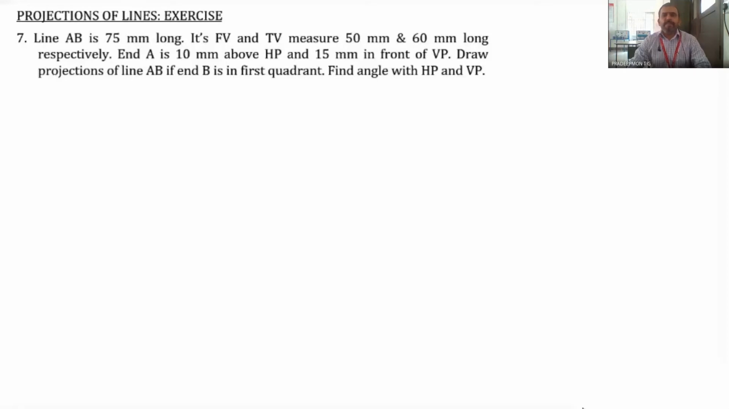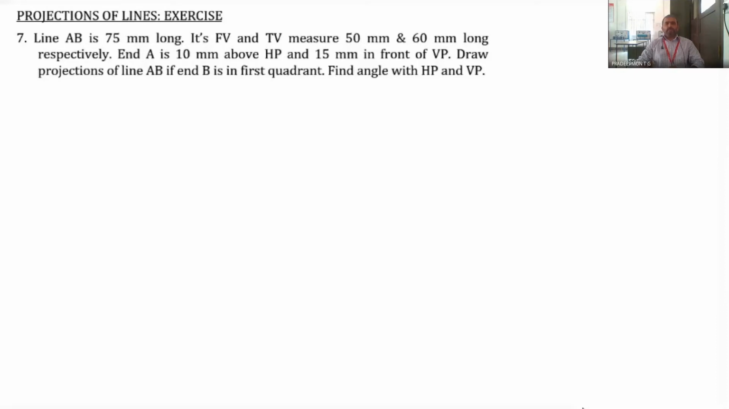That is, in this case, the true length of the line is given, the length of the front view as well as length of the top view are given. No inclinations are given. That is the specialty of this particular problem. No inclinations, no angles are given. Only the lengths are given. And A is 10 millimeter above HP and 15 millimeter in front of VP. Draw projections of the line AB if end B is in first quadrant.